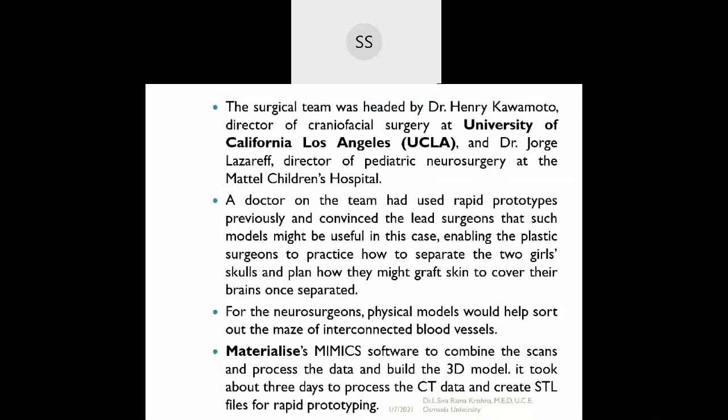The doctor and the team had used rapid prototypes previously and convinced the lead surgeon that such models might be useful in this case, enabling the plastic surgeon to practice how to separate the two girls. So using 3D printing, they produced all these models and simulated this operation on the models. Once they got confident, during the operation they also kept the models alongside.